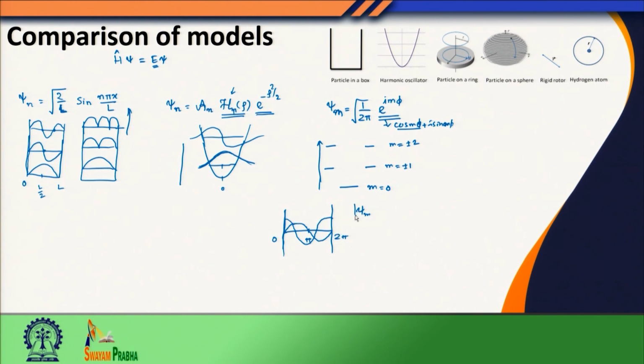If I have to write down the probability, the absolute value of psi m squared, you would see that I would always have 1 over 2 pi, because e to the power plus i m phi multiplied by e to the power minus i m phi will give me 1. So, therefore, the probability density is uniform throughout the ring. We discussed this particle in a ring problem.